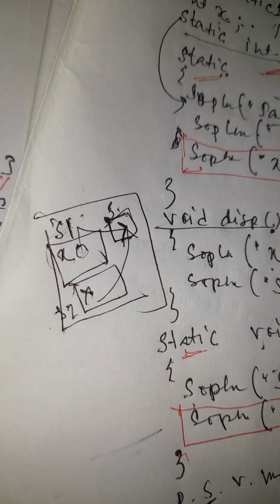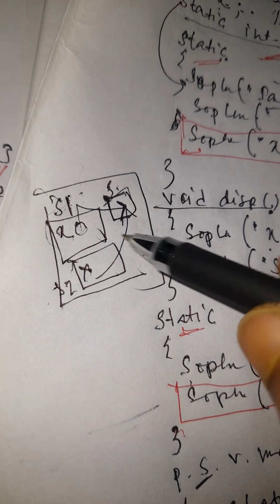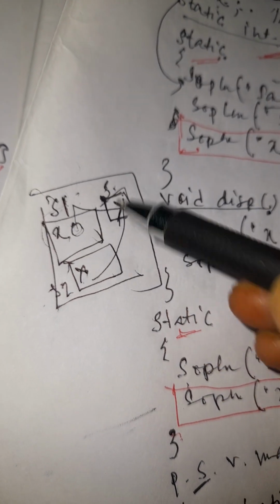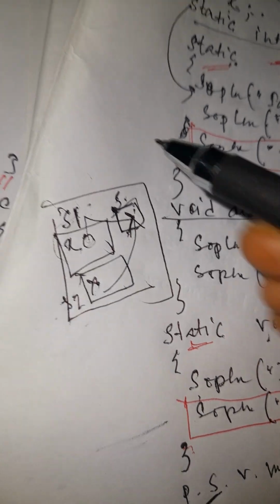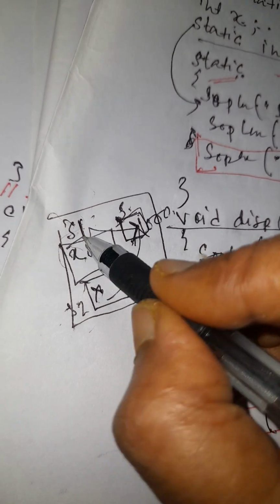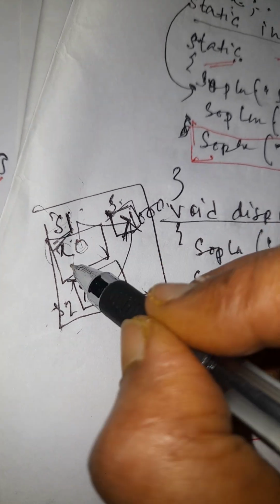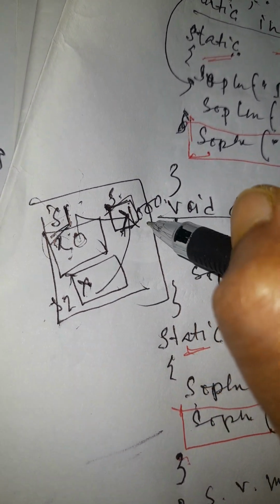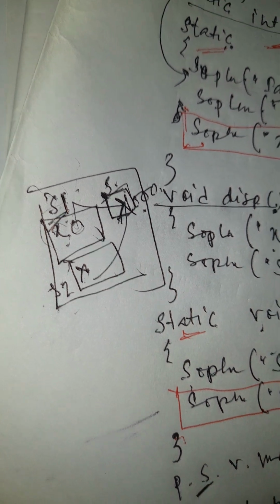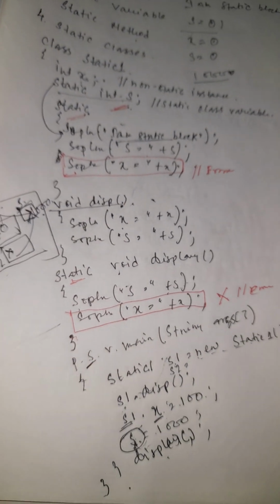As it is a class variable, it is not an instance variable or object variable, so s1 can directly use s and s2 can also use s. If s1 updates it, maybe to 1000, then when you print it through s1, it is 1000, and for s2 also it is 1000. Clear? Why? Because it is a class variable.